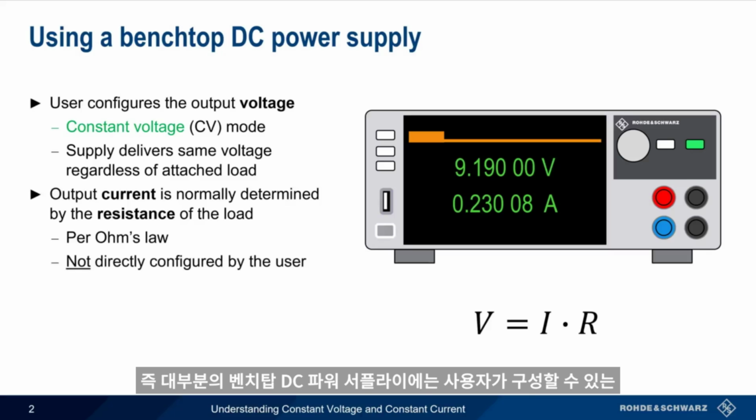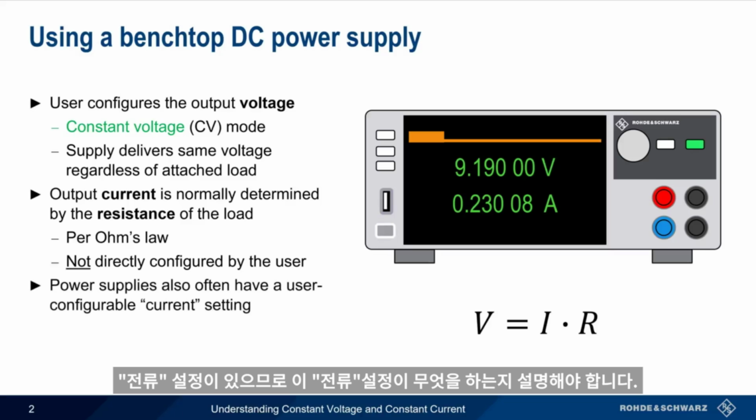That said, most DC benchtop power supplies do have a user-configurable current setting, so we need to explain what this current setting actually does.